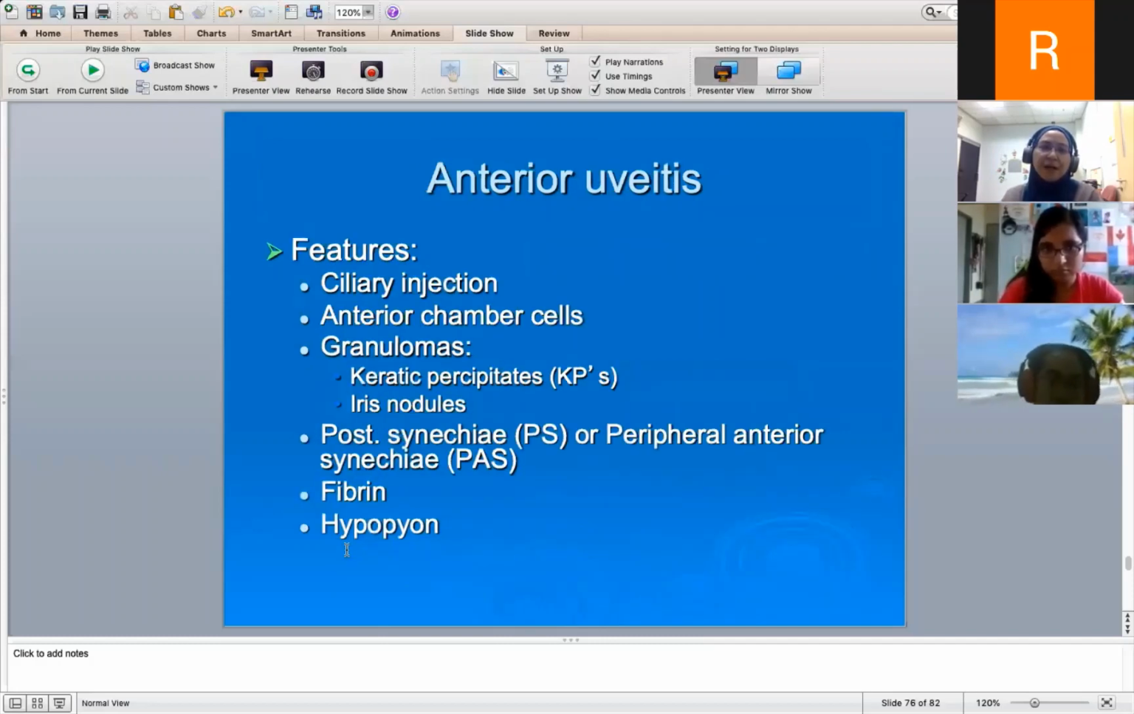Okay, how do they present? Remember these terms: ciliary injection, we come to the photo later. We have anterior chamber cells, we have granulomas, we have synechiae. Look at the synechiae, fibrin, and hypopyon. Don't worry about all these terms. We go to the pictures.